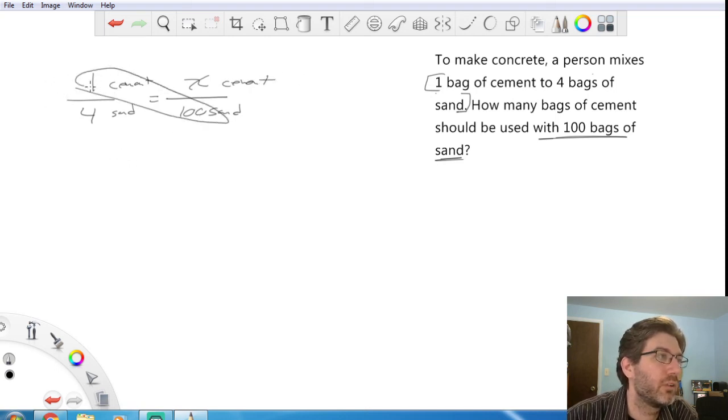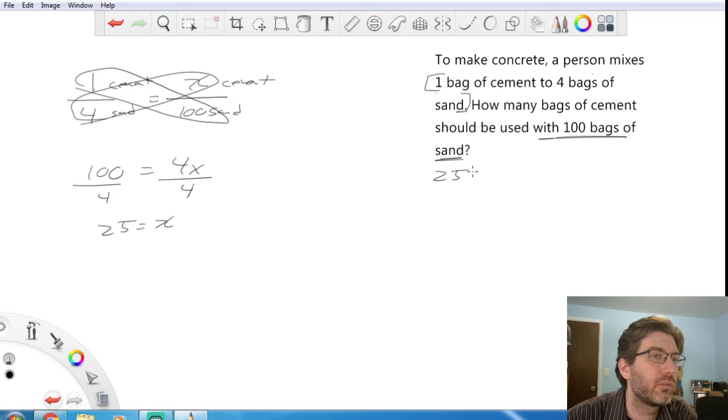1 times 100 is 100. 4 times x is 4x. Divide each by 4. 25 equals x, so 25 bags of cement. Because again, that's cement.